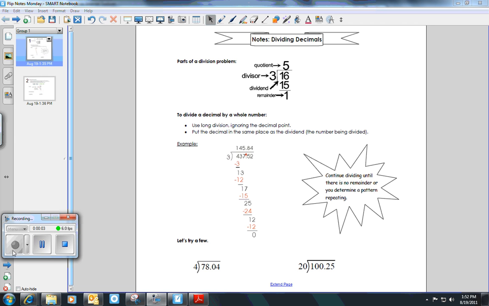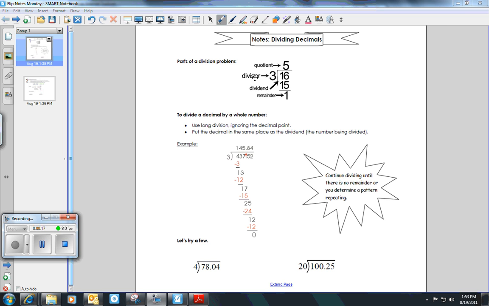Okay, tonight's notes is dividing decimals. So we've done add and subtract, we've done multiply, and now we are going to do dividing decimals. So let's take a review of the parts of a division problem.